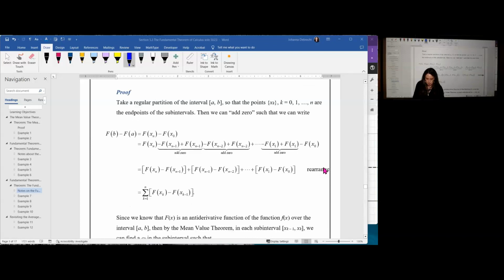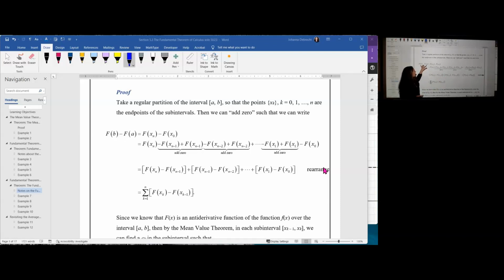Let's go ahead and prove this Fundamental Theorem of Calculus, Part 2. We're going to take a regular partition of the interval from a to b. This will give us values for x sub k that are the endpoints of the subintervals. x sub 0, or x naught, will be a, and then we'll have x1, x2, x3 up to x sub n, which is equal to b.